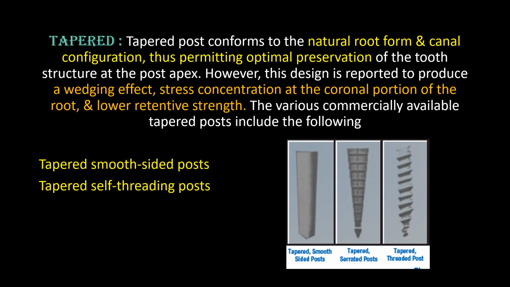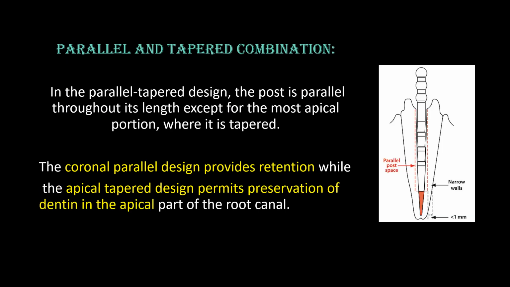Tapered post conforms to the natural root form and canal configuration, thus permitting optimal preservation of the tooth structure at the post apex. However, this design is reported to produce a wedging effect, stress concentration at the coronal portion of the root, and lower retentive strength. The various commercially available tapered posts include the following: tapered smooth-sided posts, tapered self-threading posts, parallel and tapered combination.